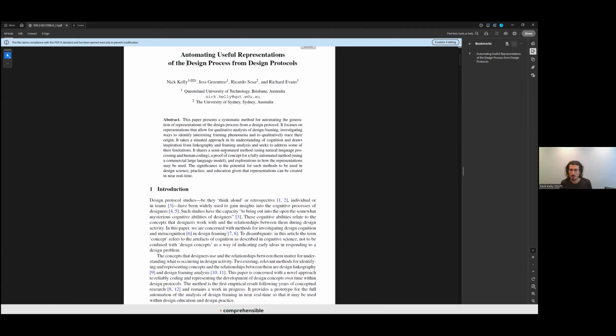And at the core of that is what we call a design protocol study, where you get someone to talk out loud while they're designing, which produces the outcome of the design and the transcript of everything that they're doing while they're designing. And in the past, for like the last, I don't know, 40 years, researchers have studied these by painstakingly, over weeks and weeks, analyzing them line by line.